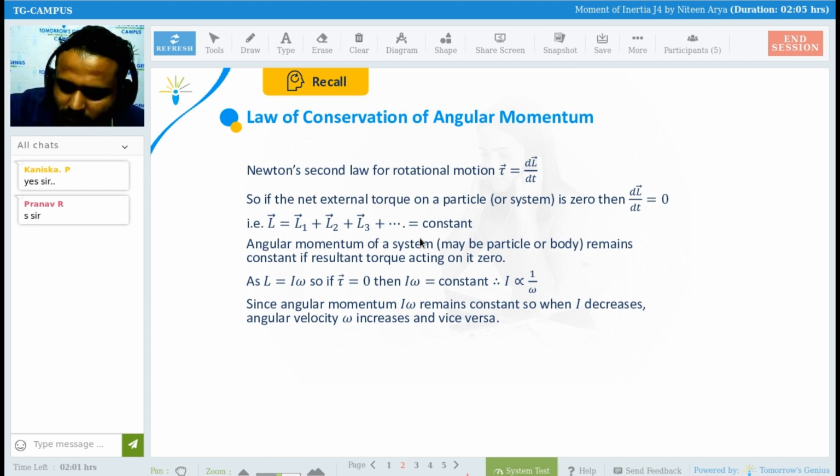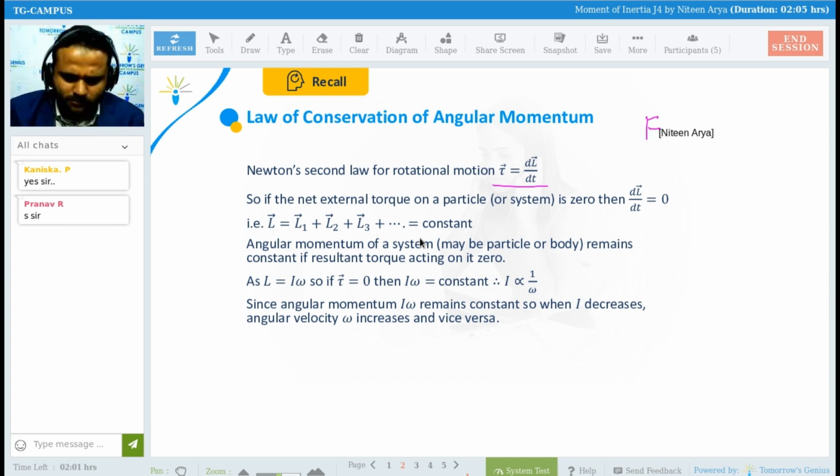So this is the beginning, the law of conservation of angular momentum. In the previous classes we learned that Newton's second law of rotational motion is all about torque: tau equals dL by dt. In the same way, we have a force for linear momentum.